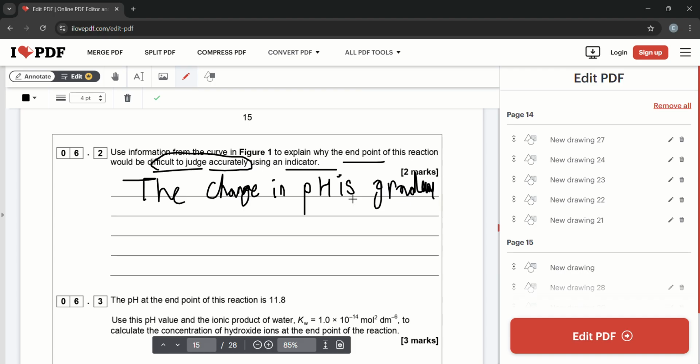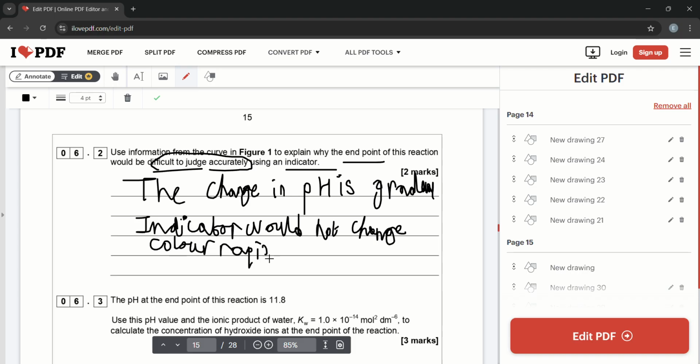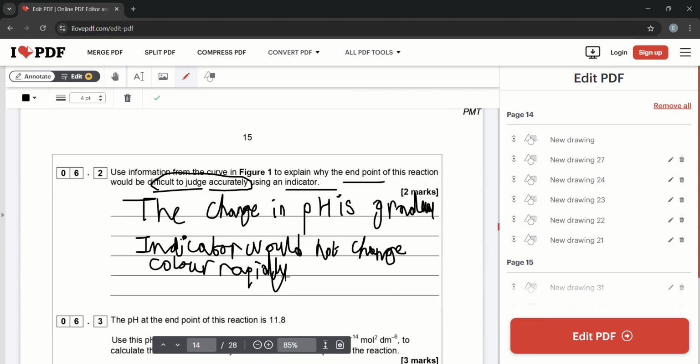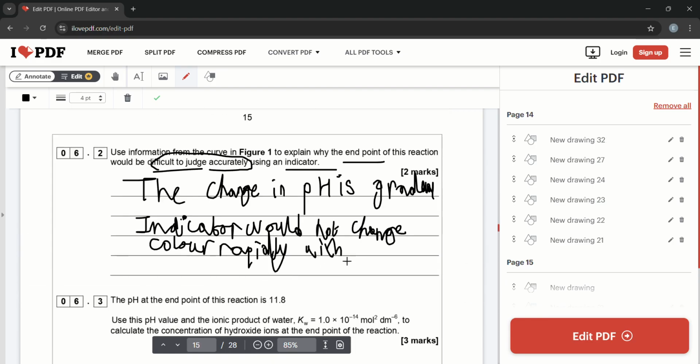Okay, what we're trying to say by this is that it's not rapid at the endpoint, therefore indicator will not change color rapidly with a few drops of, in this case, NaOH.